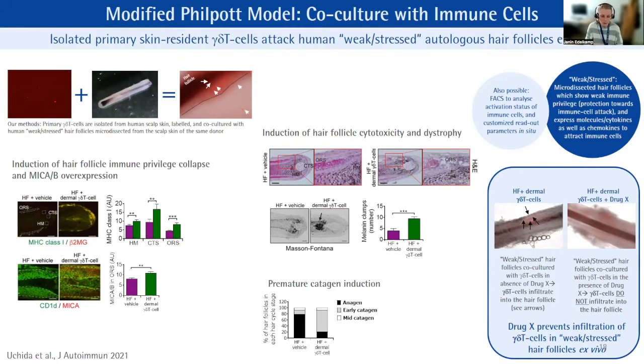Here you see an example of a co-culture between gamma delta T cells and stressed hair follicles. And in the case of these weakened stressed hair follicles, the co-culture with the gamma delta T cells led to a hair follicle immune privilege collapse, together with the upregulation of danger signals and dystrophy of the hair follicle, so basically mimicking alopecia areata. Furthermore, this model can also be used to study the chemotaxis of the immune cells to the hair follicle, as the hair follicle expresses several chemoattractants like CXCL10, for example.